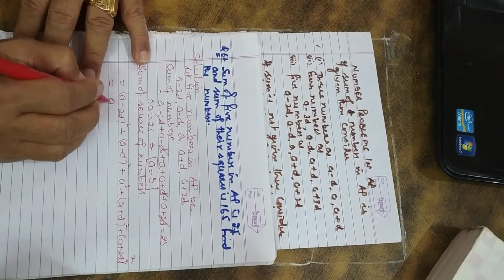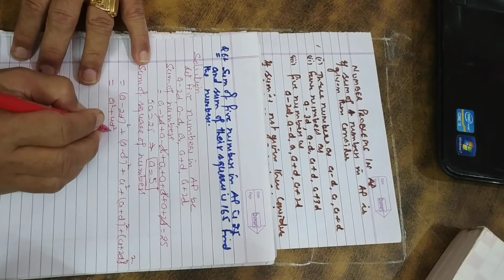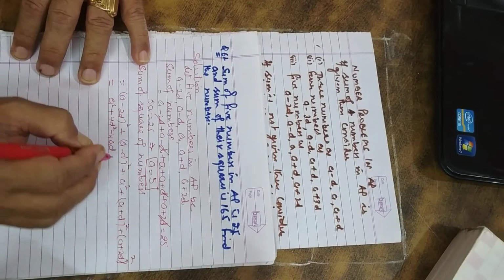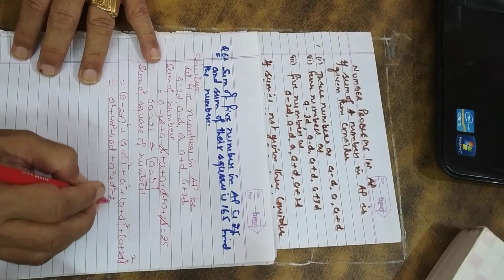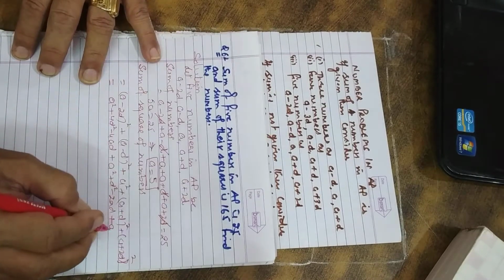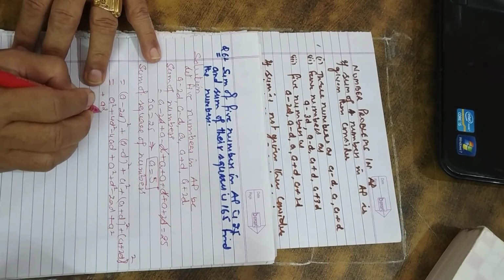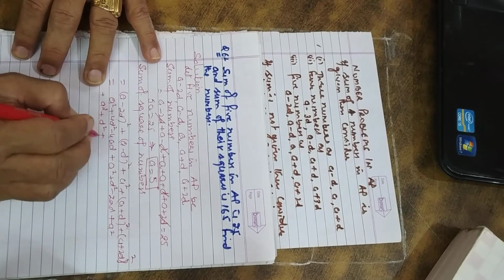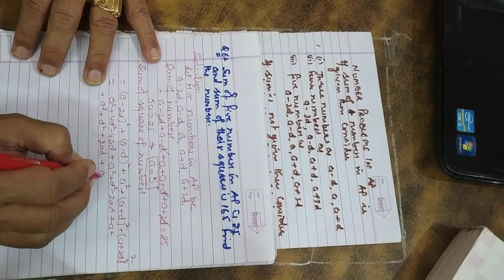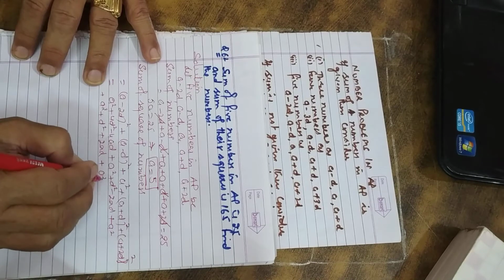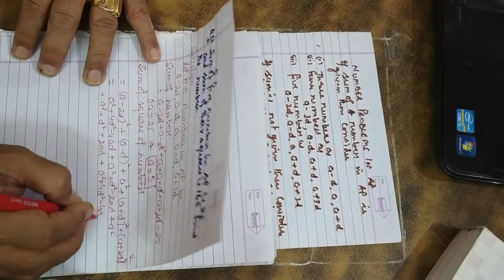This is a square plus 4d square minus 4ad, plus a square plus d square minus 2ad, plus a square, plus a square plus d square plus 2ad, plus a square plus 4d square plus 4ad.